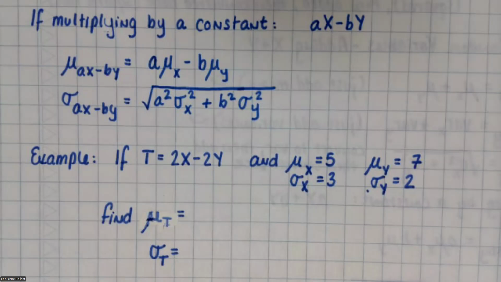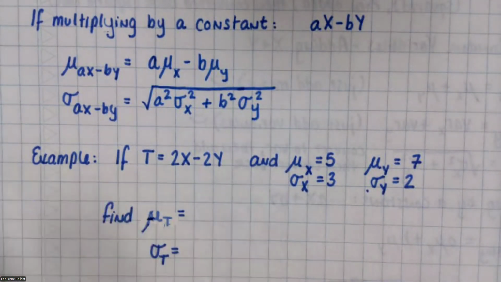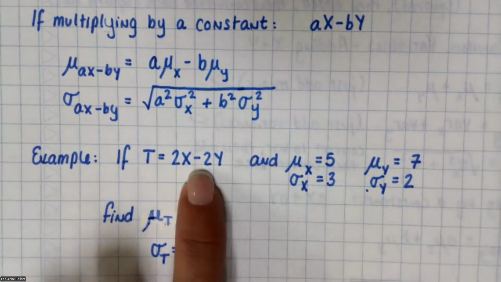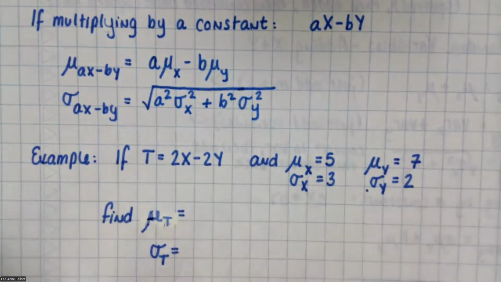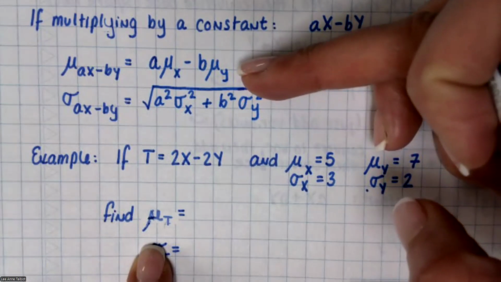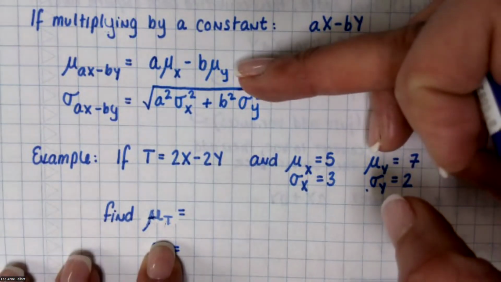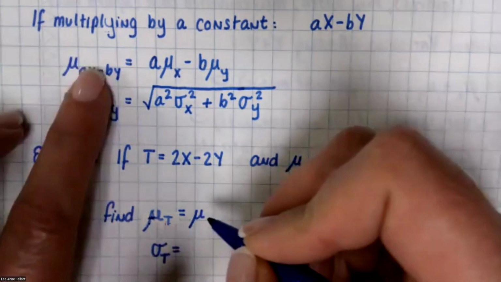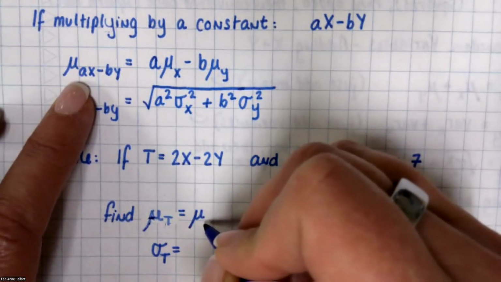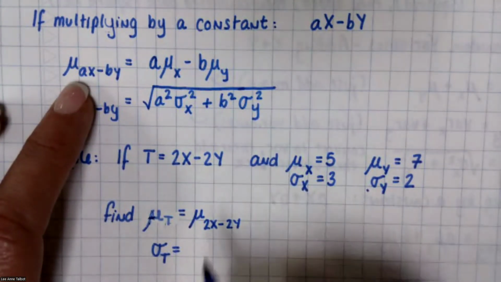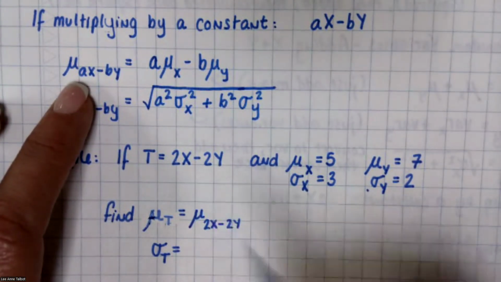Okay, are you guys ready? Yeah. All right, so this is like an actual problem. We have this formula, 2x minus 2y, and these are all of our stats. Okay, it's a subtraction one. So we want to compare it to this. This is going to be the mean of 2x minus 2y, because that's what t is. I just took t and replaced it with 2x minus 2y.